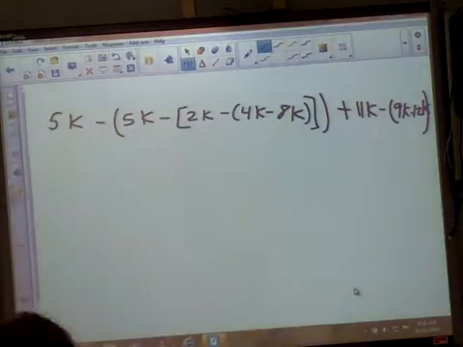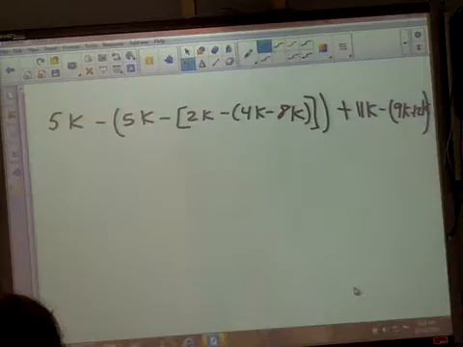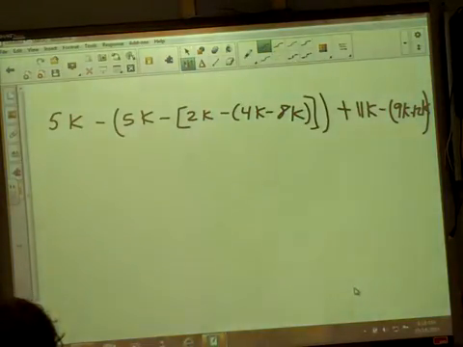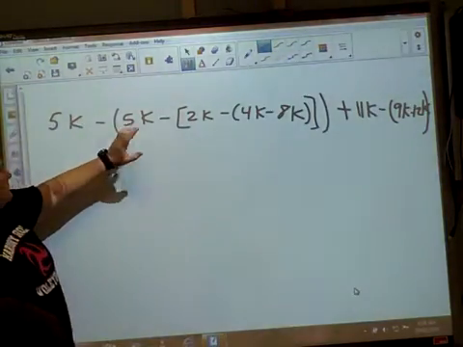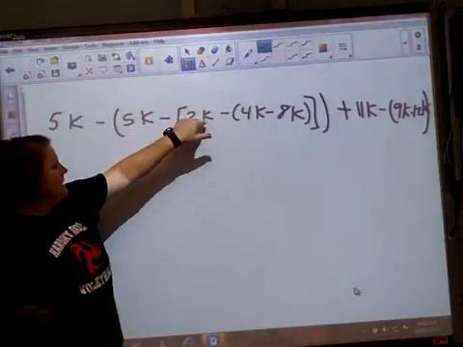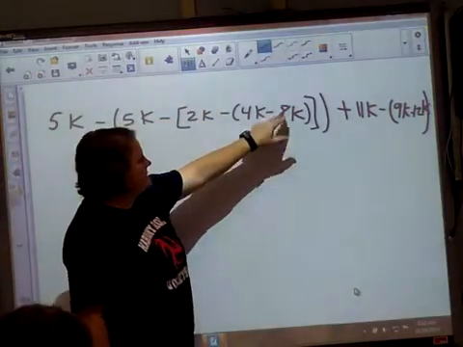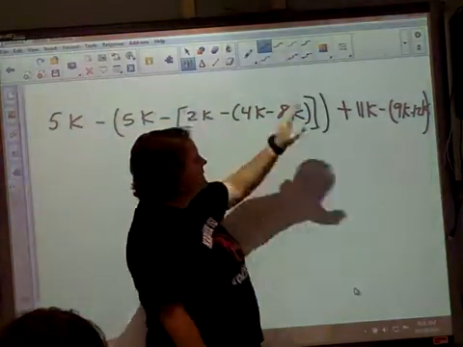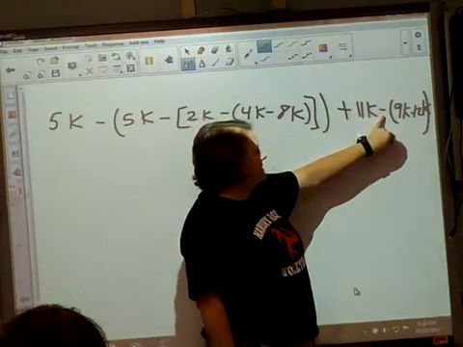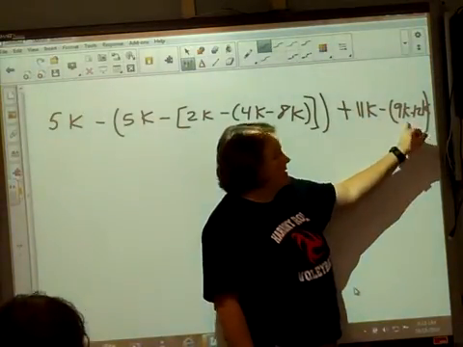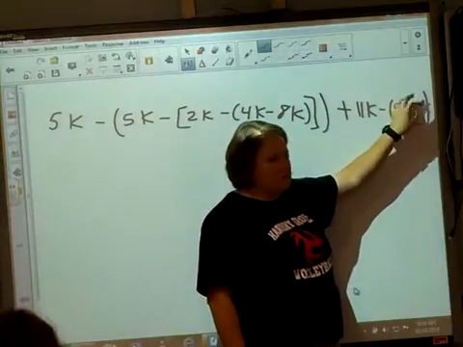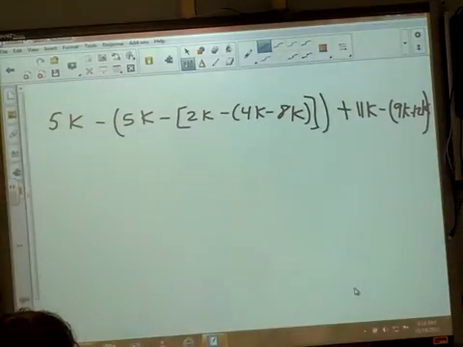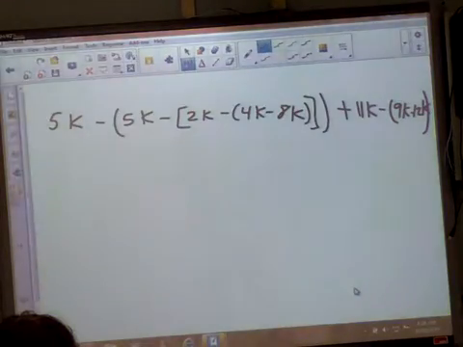Okay, let's see if we can read this. 5K minus open parentheses. Alright, I got 5K minus, 5K minus, 2K minus, 4K minus 8K. Close all that up. 11K plus, 11K minus, 9K minus 12K. We're already in a room and squashed it all in there. 9K minus 12K. These are all like terms, which is good. Makes it easy.